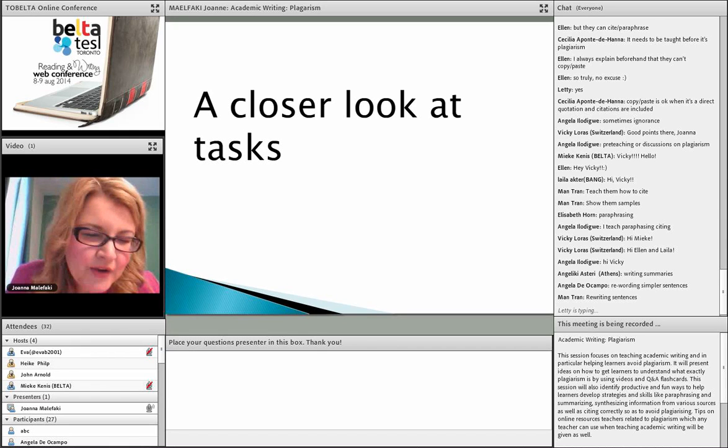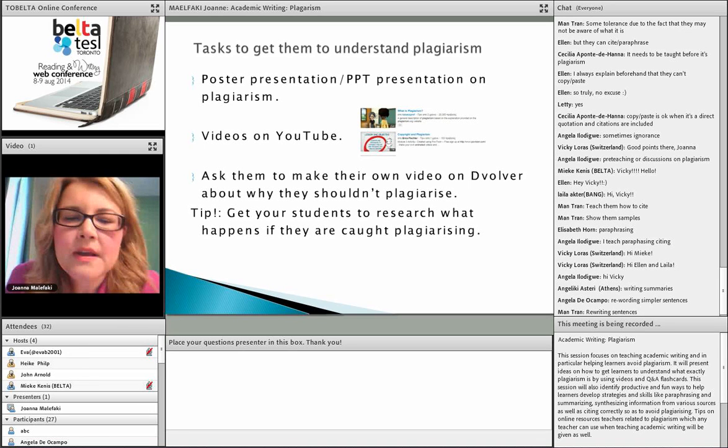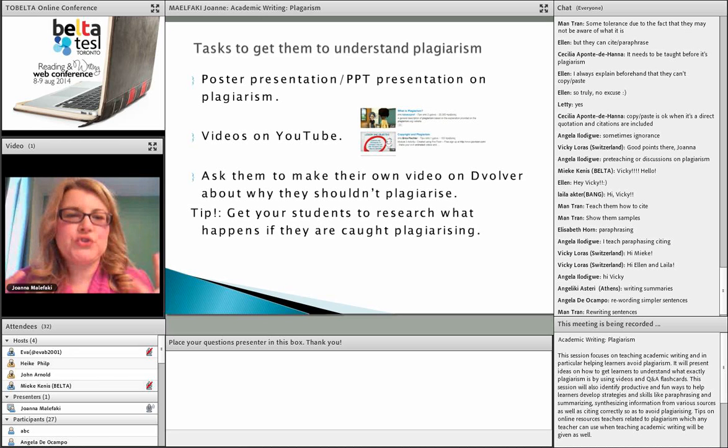Okay, so first of all, let's talk about tasks you would use to make your students familiar with what plagiarism is. So one thing I do with my learners is I get them to research the topic and then they can give a poster presentation or a PowerPoint presentation in groups and tell me what plagiarism is, why they shouldn't do it, different types of plagiarism. So get the learners involved and get them to tell me. Okay, so they're the teachers, I'm the learner. I think that's a good way to get them involved.